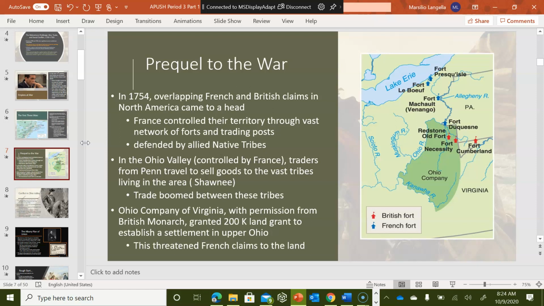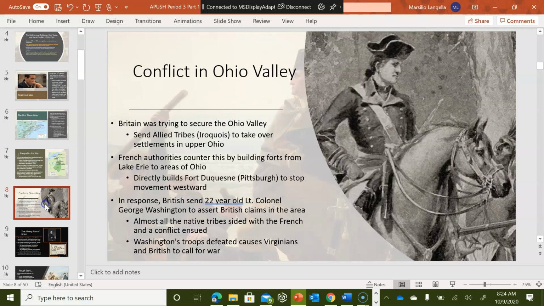Yeah, Jordan. The British found good trade in the Ohio Valley, so they gave this company, the Ohio Company, a bunch of money to set up settlements there. Did they own that land? The British? No, they didn't. No, it was the French land. Yeah. And so the French were like, "This is our land, we're fighting for this now," and then war. Yeah, basically, Jordan summarized it perfectly.